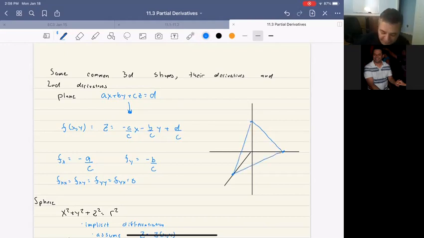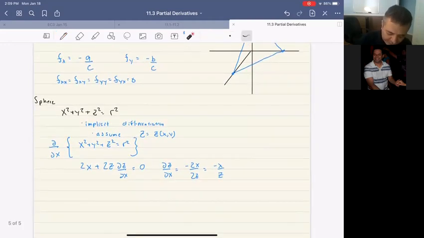Okay, so at a certain point, no matter where you are, if you go up in x, let's say, you're going to have a certain rise in z. Same thing, if you go up in y, if you go along this direction, you're going to have a certain change in the z direction. Okay? And it's constant. That's what these are saying.